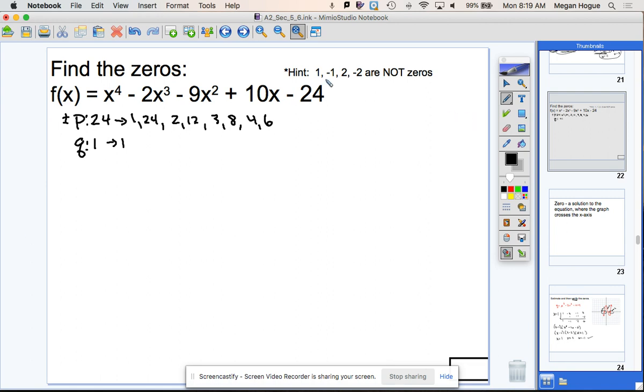So again, this hint is for you. That's to tell you, don't do synthetic for 1. Don't do synthetic for 2. So what's the next biggest number? All right, so we're going to use 3. Let's see, 4, 3, 2, 1, 0. No missing terms.